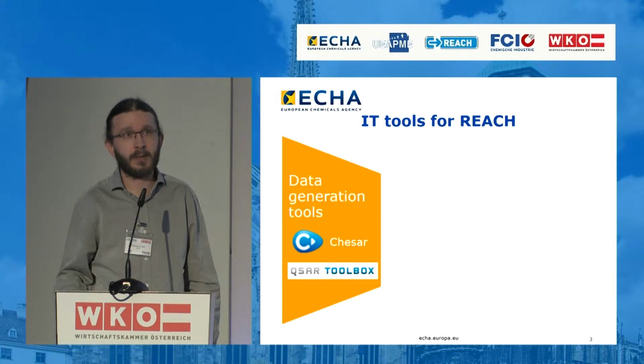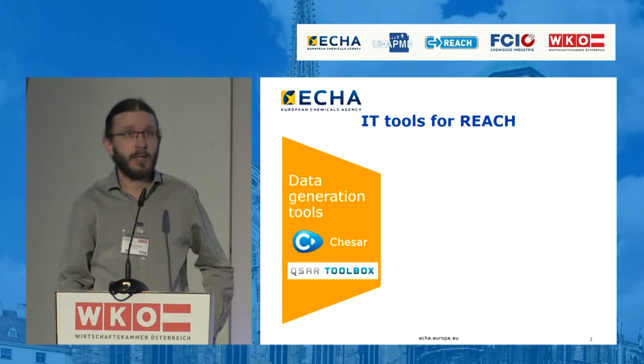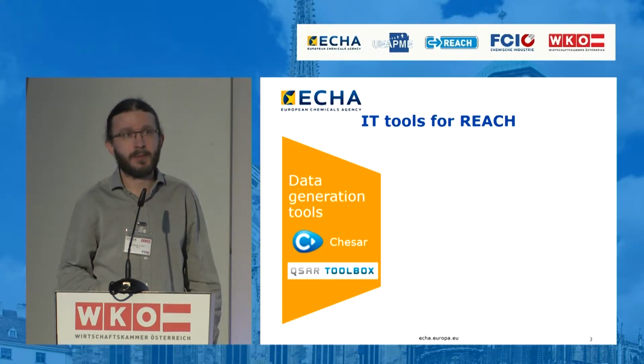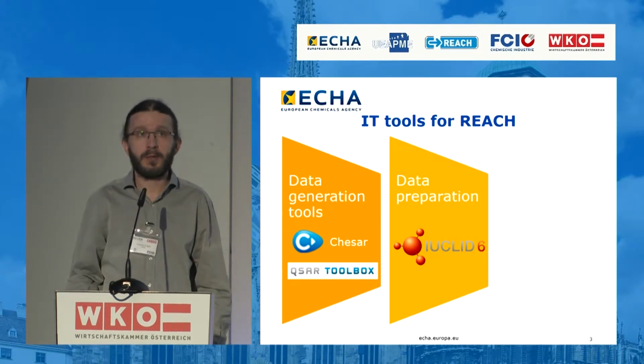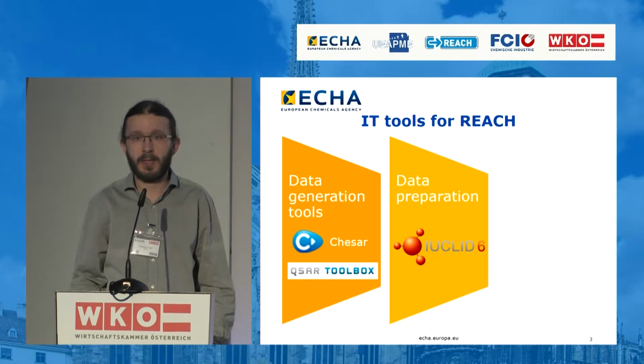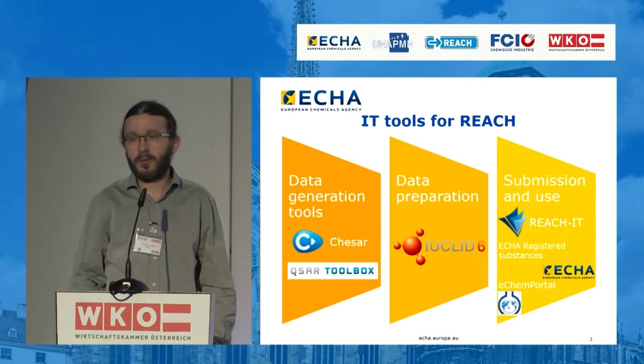So these are tools that are mainly used to generate data or calculate information for the different aspects of the chemical safety assessment. The second group of tools is the data preparation, so where you store the data, and this is done in Euclid 6, and my presentation will be about this tool. And the next group of tools is the submission and use of the information.